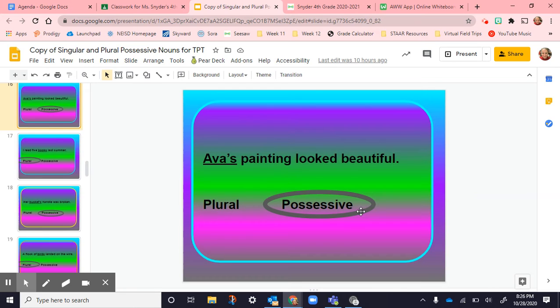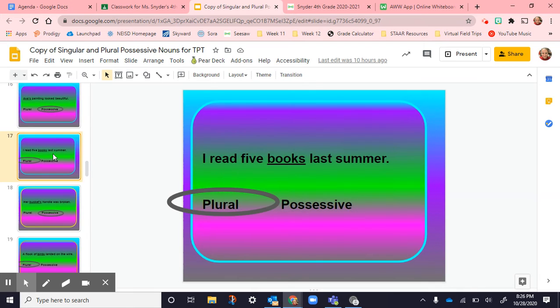So with plural, you as the reader, when you're reading someone's writing, you obviously need to know what they're talking about. And so understanding this apostrophe, and when you see that, understanding how that works can help you with your understanding of the text. So it says, Ava's painting looked beautiful. You have apostrophe S, so this is showing a possessive. Ava's painting, the painting belongs to Ava. So that is a possessive noun.